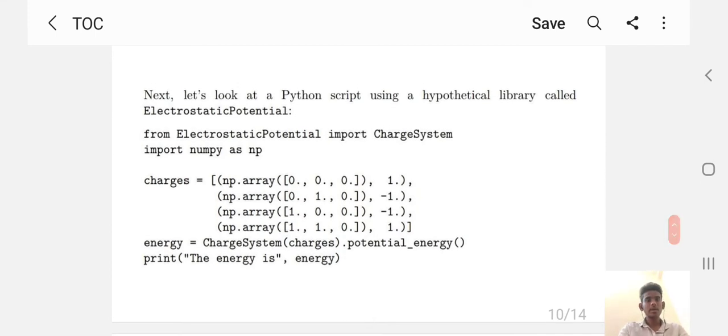Next, let's look at a Python script using a hypothetical library called electrostatic potential. From electrostatic potential import charge system, import numpy as np, and we here see the charges. Energy is equal to charge system of charges dot potential energy. Print the energy is, comma, energy.